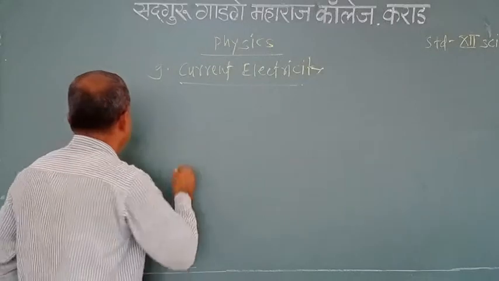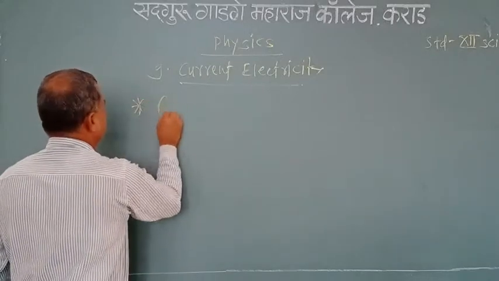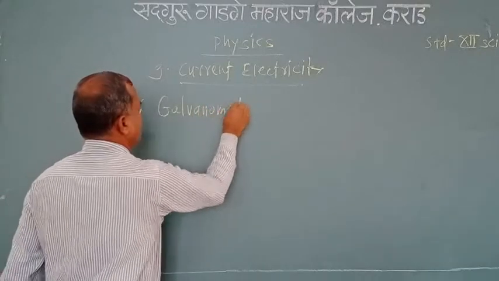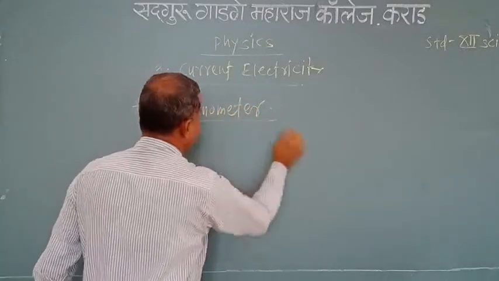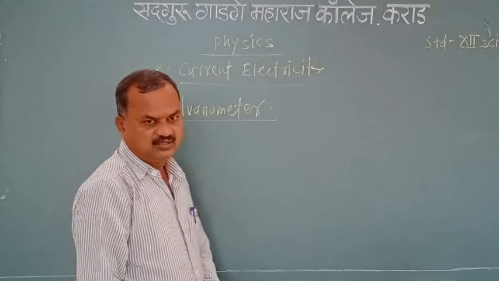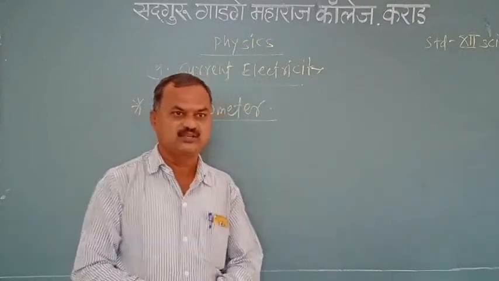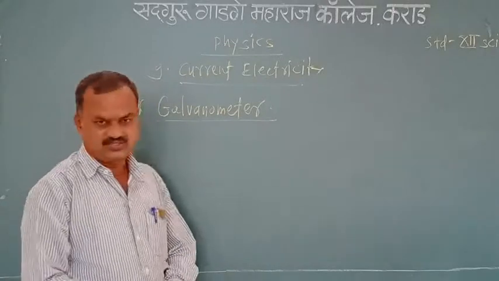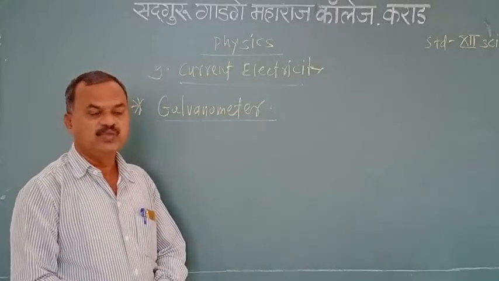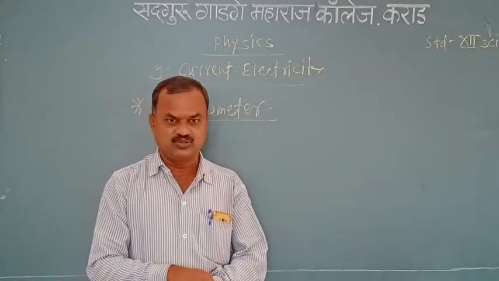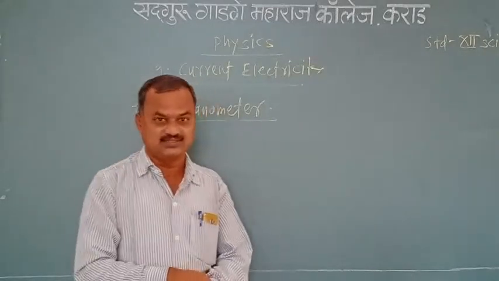Then next point is galvanometer. This is another meter, similar to potentiometer, known as a galvanometer. It is a device used to measure a very small amount of electric current flowing through electrical circuit.